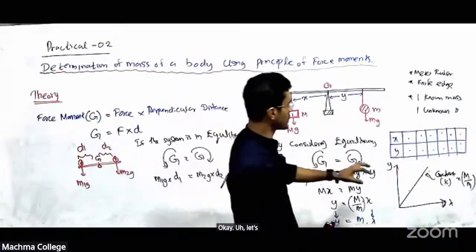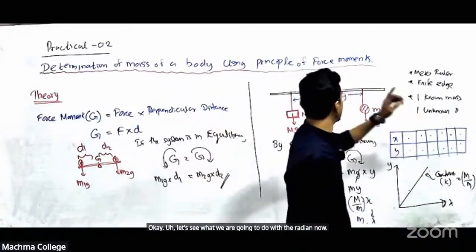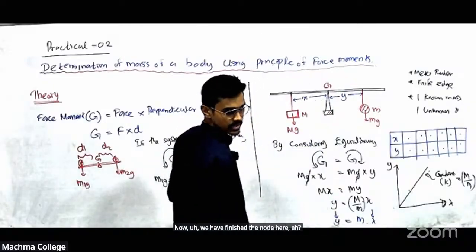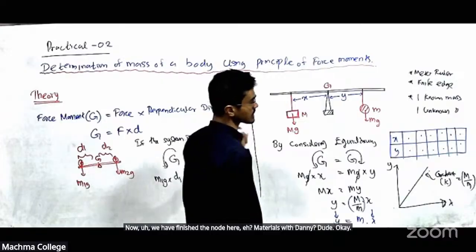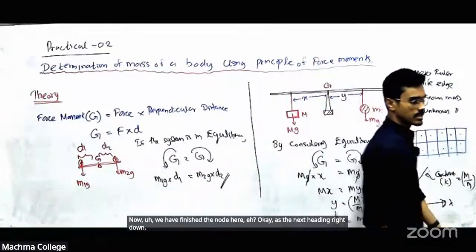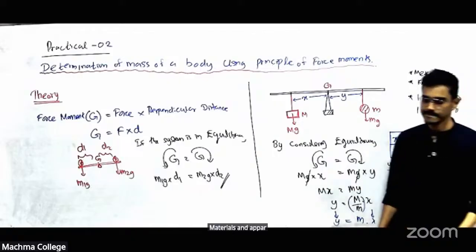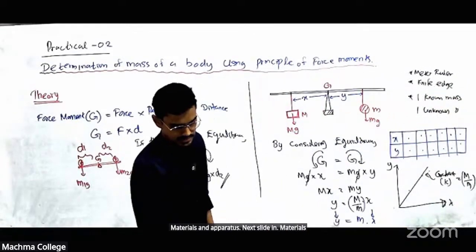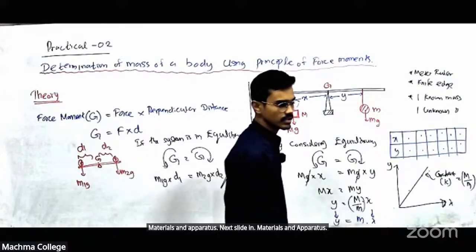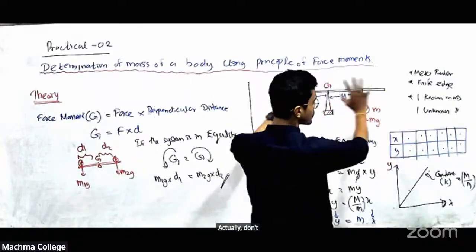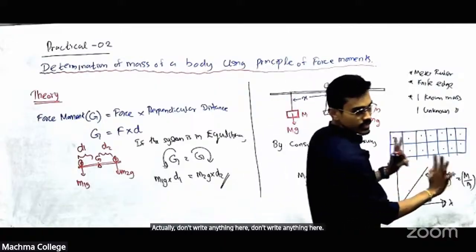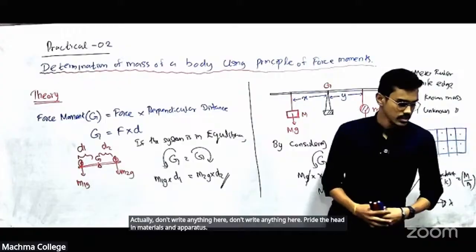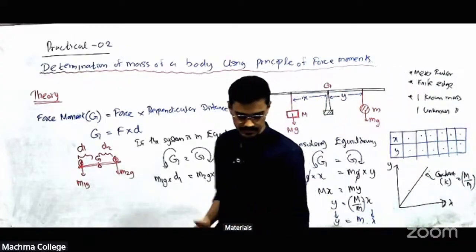Let's see what we are going to do with the gradient now. Now we have finished the note here. Okay, as the next heading, write down materials and apparatus. Don't write anything here. Write the heading, materials and apparatus.